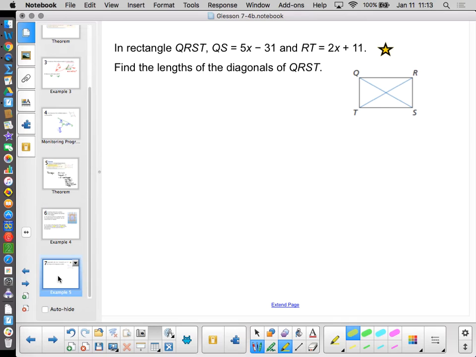Here's an application problem. So we're bookending today with the questions. Today's application question is this. I have a rectangle. I have QS. Notice QS is right here. I have RT, and RT is right there. What do we know about those two? How can we set up and solve that equation? That's how we're going to finish today's lesson, and we'll see you in class.